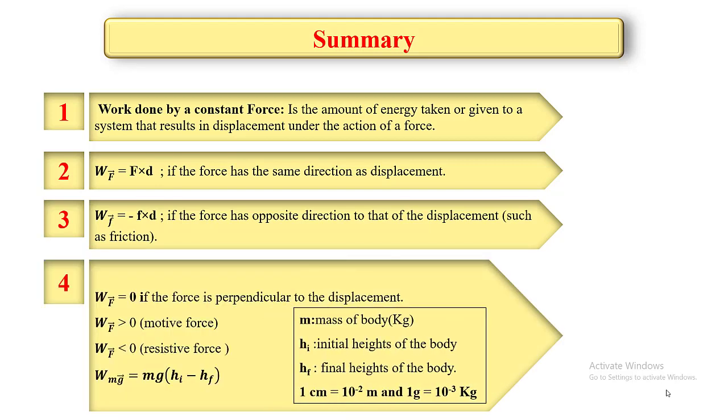If the force is perpendicular to the direction of the displacement, then the work of this force is equal to 0. And if the work done by a force is greater than 0, then we can say we have motive force or motive work. And if the work done by a force is less than 0, then we can say we have a resistive force or resistive work. And the expression of the work done by the weight is equal to mg times (h initial minus h final).